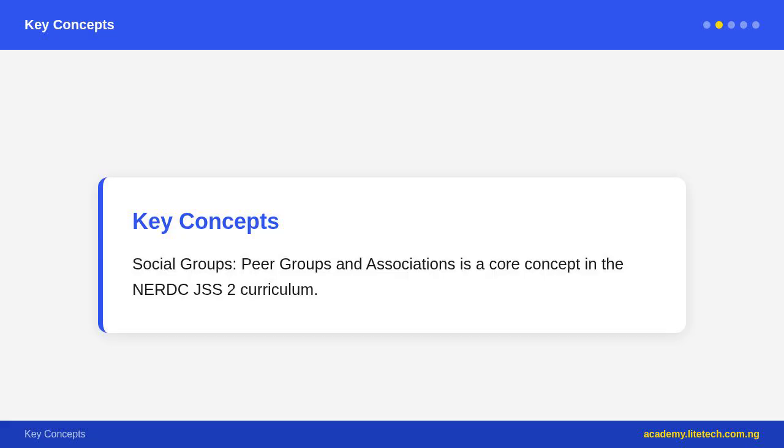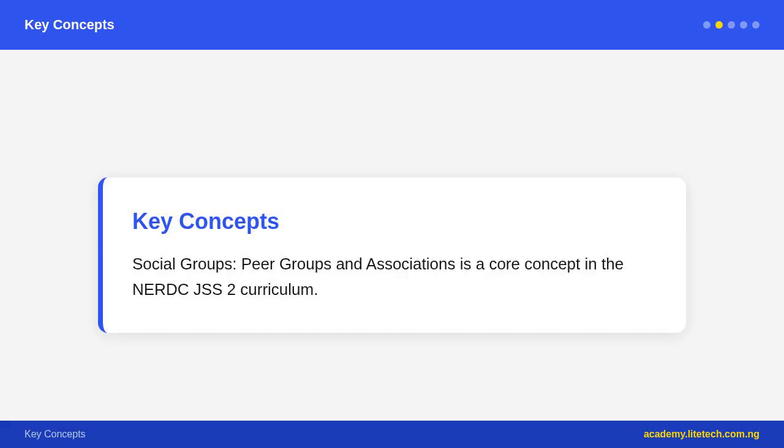Positive influences of peer groups include motivation to study harder when your peers are academically focused, encouragement to participate in sports, arts, and other constructive activities, development of social skills including communication, conflict resolution, and cooperation, and providing emotional support, companionship, and a sense of belonging.